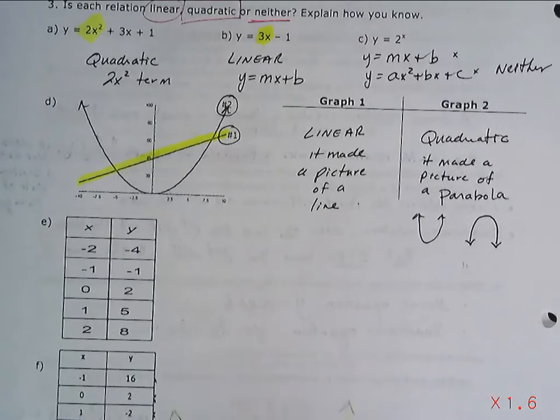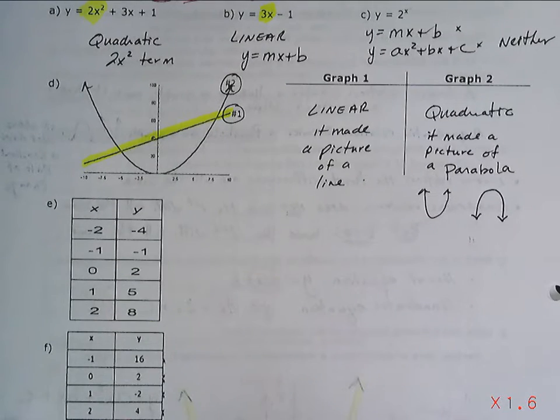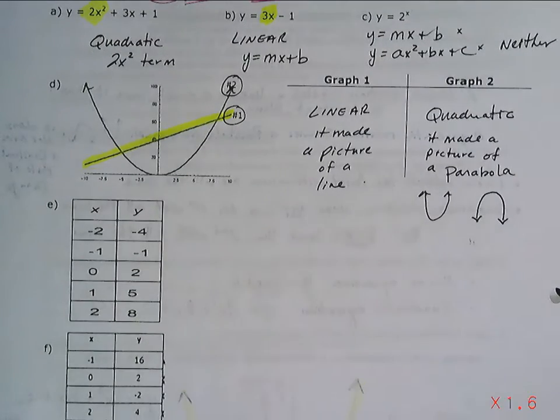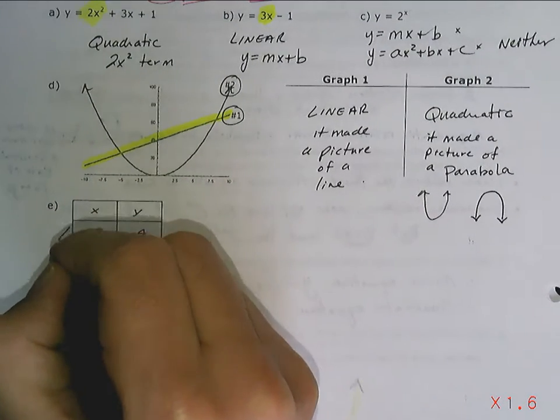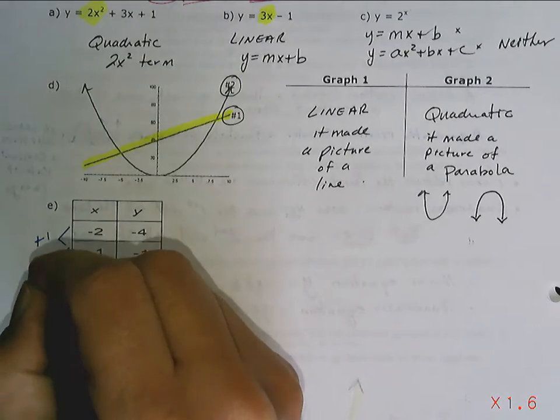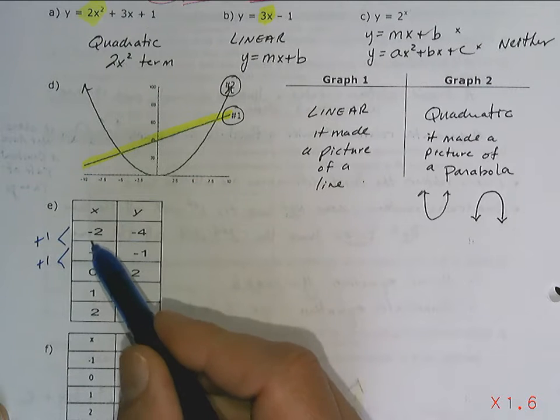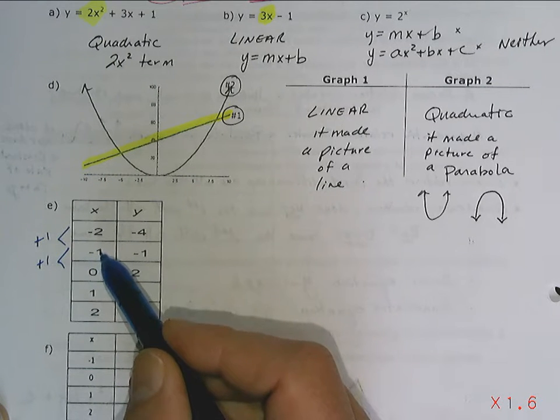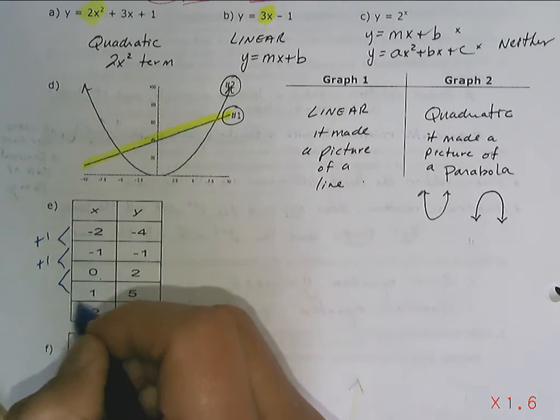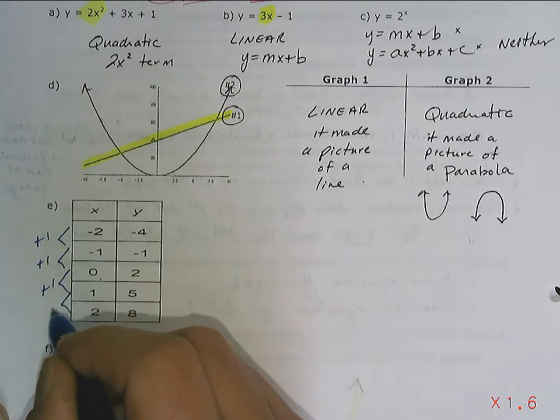All right, the next 3 examples are table of values. We're going to have to figure out whether it is quadratic, linear, or neither using the tables. Now, if you wanted to, I guess you could graph them and see what you come up with, but I'm going to use first and second differences. Now, what I'm doing is I'm saying, what does it take to go from -2 to -1? The difference is +1. From -1 to 0 is +1. From 0 to 1 is +1. From 1 to 2 is +1.